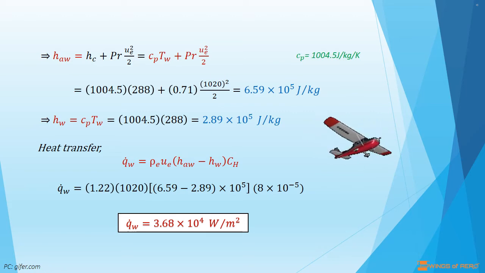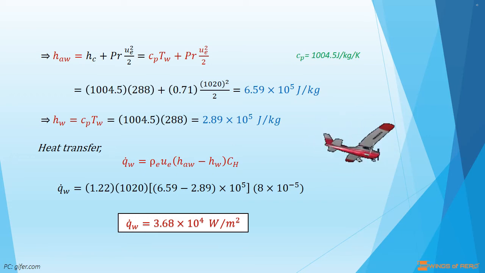One more unknown value is there. So find HW. We know that HW is equal to Cp into TW. Substitute the values and solve. Then HW is equal to 2.89 into 10 to the power 5 joules per kilogram. Finally, we have the required values to find the heat transfer. Substitute the values in the Q dot W equation and simplify. Thus the required heat transfer is Q dot W is equal to 3.68 into 10 to the power 4 watts per meter square.